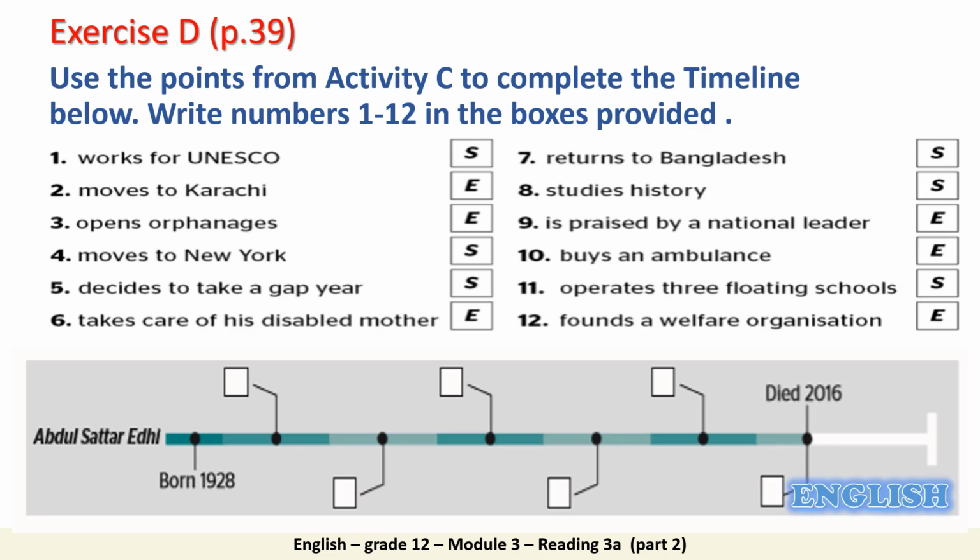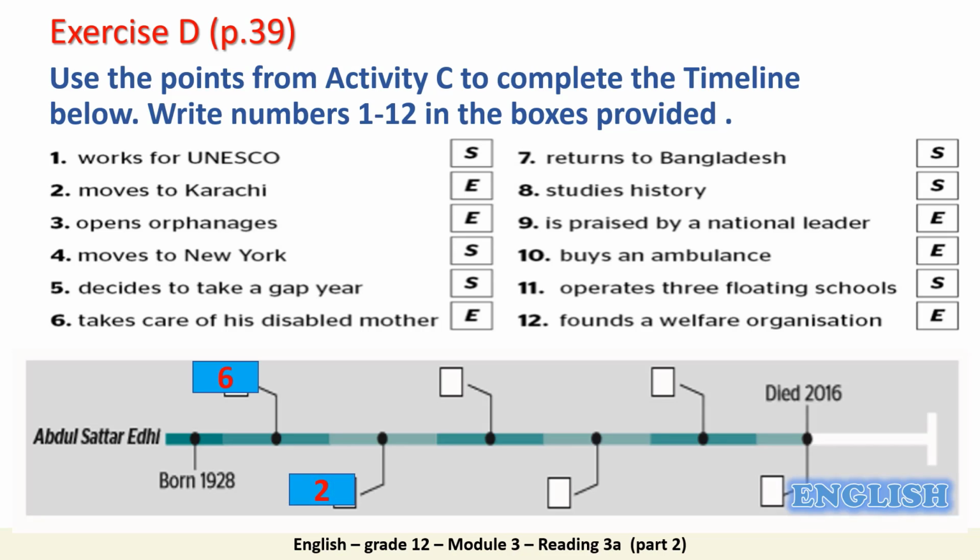In front of you is the timeline of Abdul Satar Edhi and the 12 points from activity C, which represent the most important events in the life of this man. Together, let's complete the sequence of events of Abdul Satar Edhi. This man was born in India in 1928. At the age of 10, he took care of his mother who suffered from a stroke and became paralyzed.